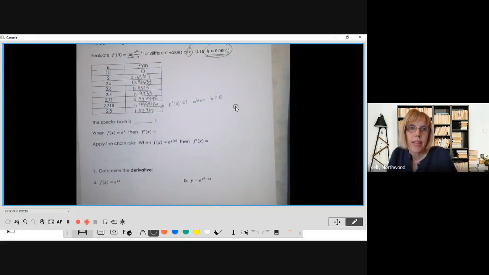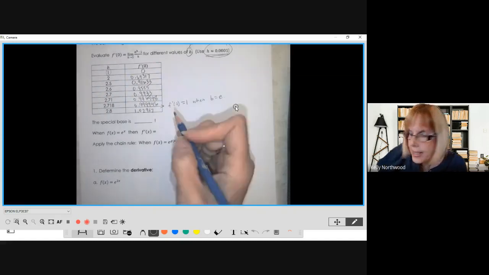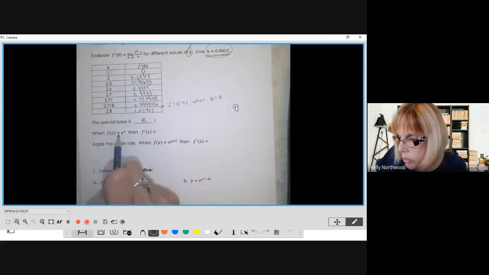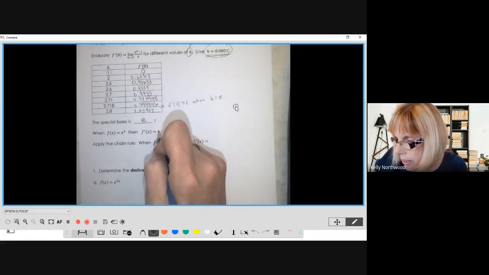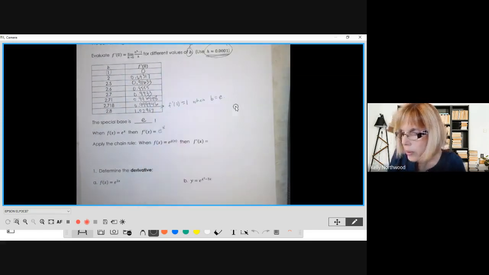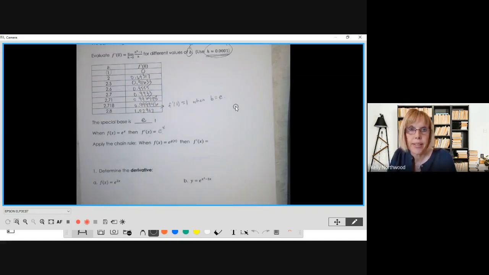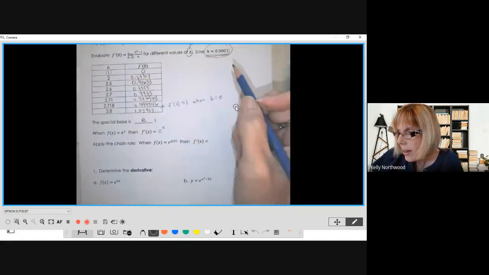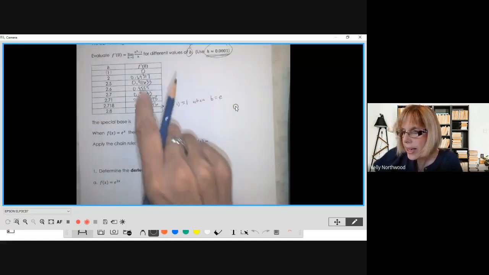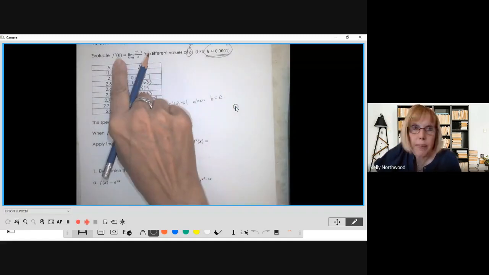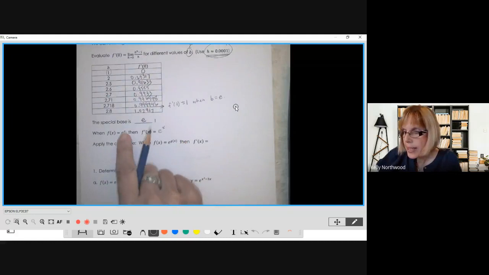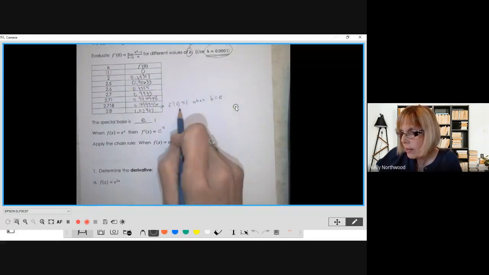Okay? So the special base is e, and that means when f of x is equal to e to the power of x, then f prime of x is also e to the power of x. So that's cool. When the function is e to the x, its derivative is also e to the x. And that's again because the derivative of b to the x is b to the x times f prime of 0, but when the base is e, f prime of 0 is 1.